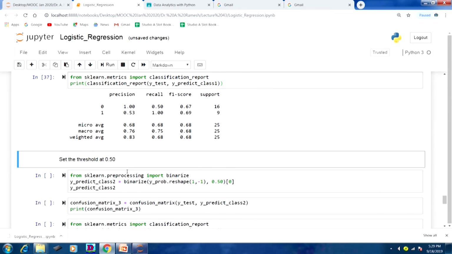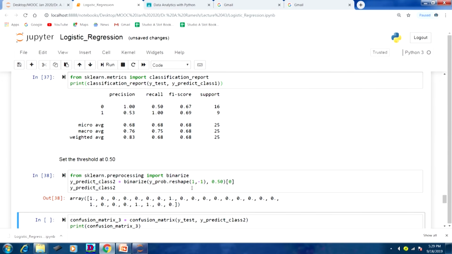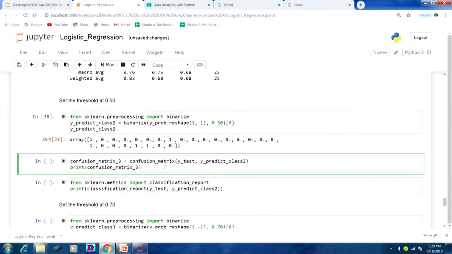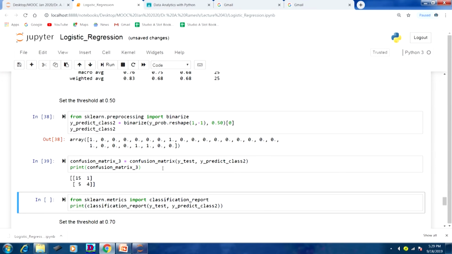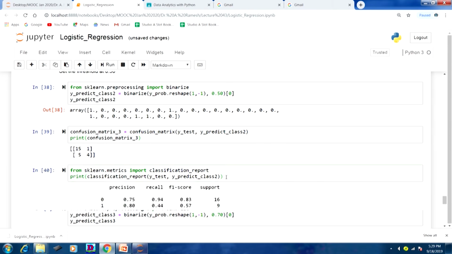Now, let us go for another threshold value, that is 0.5. When it is 0.5, you see that I have changed this value into 0.5. This is the predicted y value. Then let us draw the confusion matrix. What has happened? The threshold value has moved to the right hand side, we are getting more true negative and less true positive values. For this, let us get the classification report.